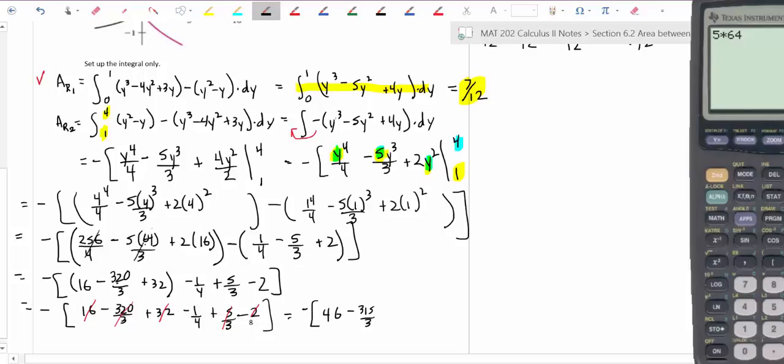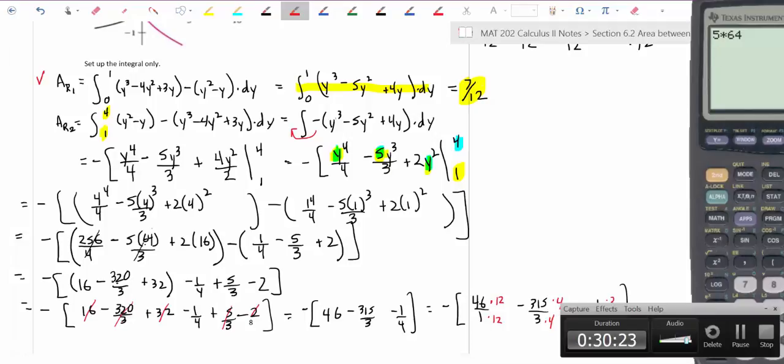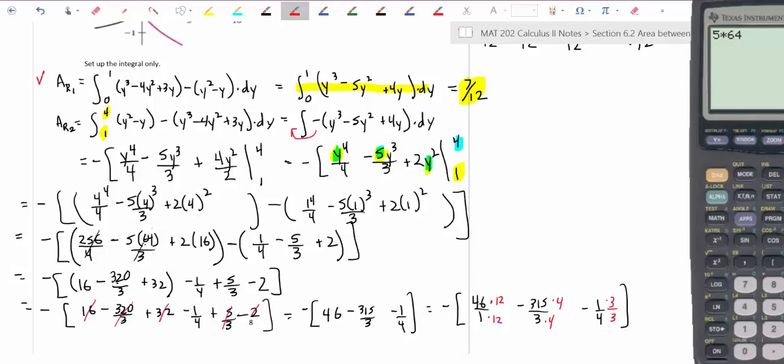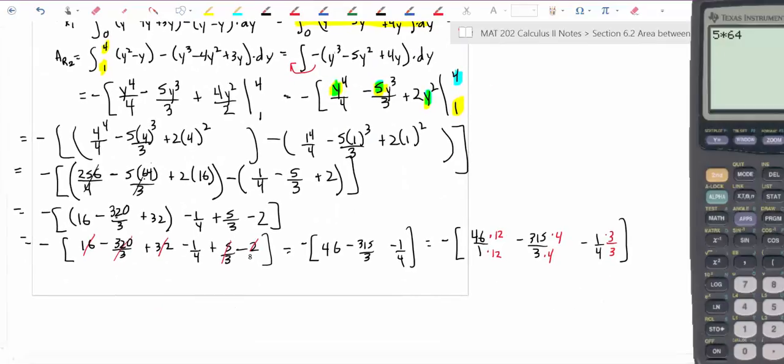Okay, then I've got the minus 1/4. So I'm going to get a common denominator and put this together. I'm going to do 46 over 1 minus 315 over 3 minus 1/4. We have a common denominator of 12. So I'm going to multiply this by 12 over 12, this by 4 over 4, and this by 3 over 3. Okay, let's slide this up and get this finished up.